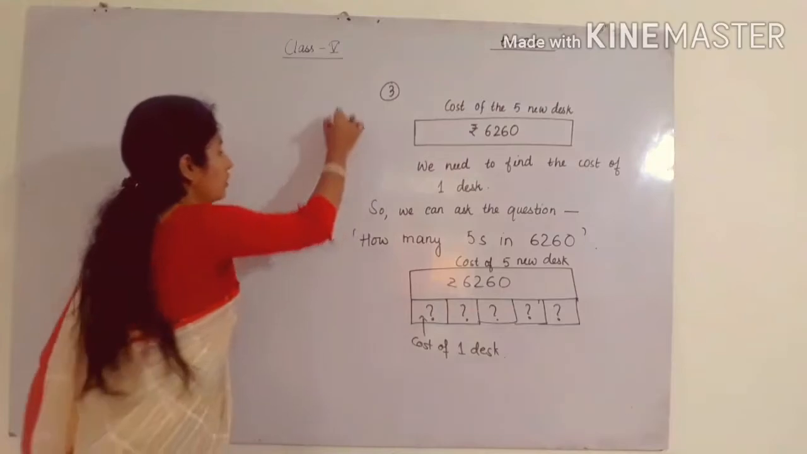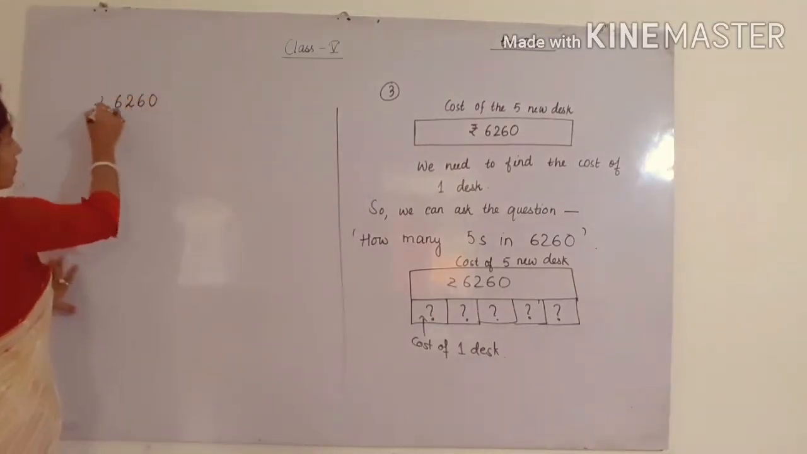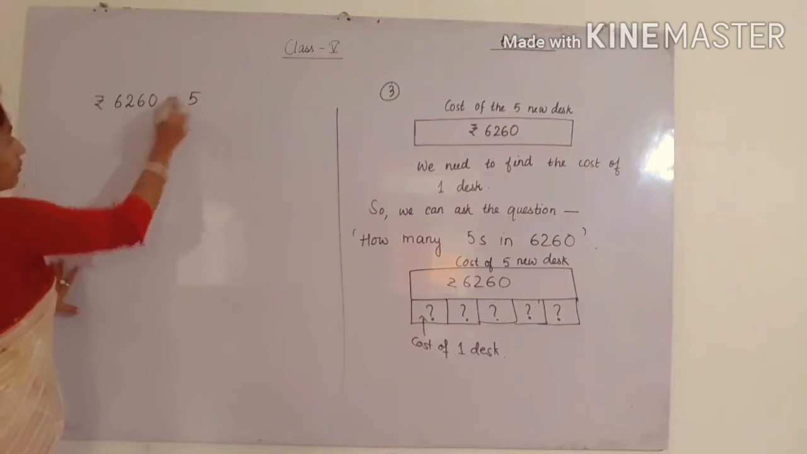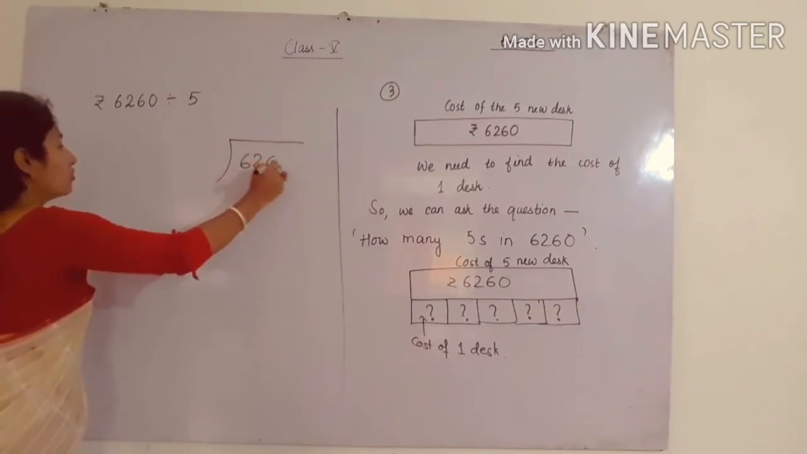So let us do it. The cost will be what? We have to divide rupees 6260 by 5. By using division, already you know how to divide, so you can divide.